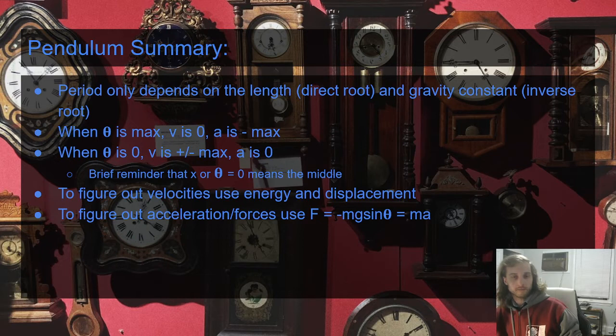and your acceleration is going to be 0. When theta is 0, that's specifically when your object is in the center. So you can again figure out velocities using energy and displacement. You can again figure out acceleration using forces, but for this one, you're going to be using forces where negative mg sine theta, or typically, because of the small angle approximation, because otherwise this whole thing doesn't work, negative mg theta is about equal to ma, and then you can get the masses to drop.